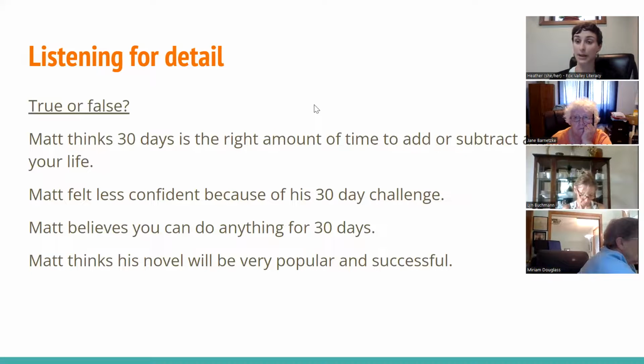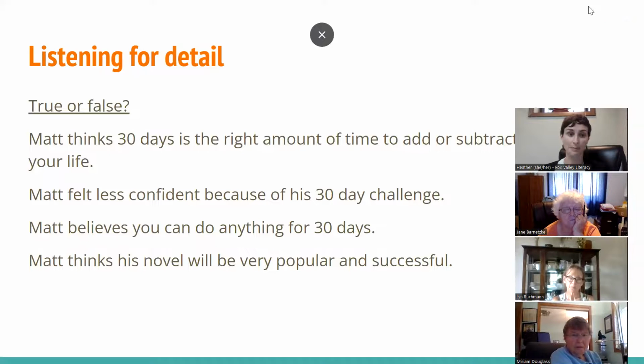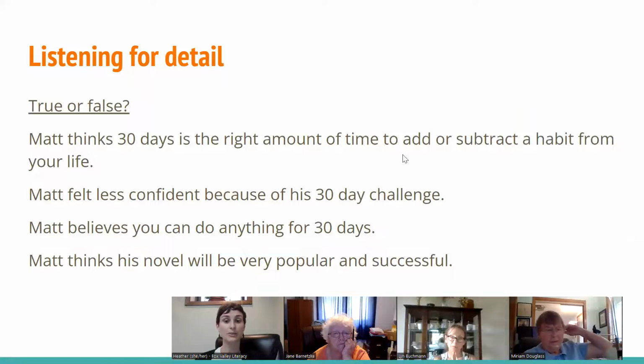So this is a bit harder than the first activity, where we're just listening for the types of activities that he tries for 30 days. Now we're listening for an even higher level of detail. So true or false, Matt thinks 30 days is the right amount of time to add or subtract a habit from your life. Right, that takes a lot more detailed and advanced listening than just pulling out, oh, hiking, oh, taking pictures, right?